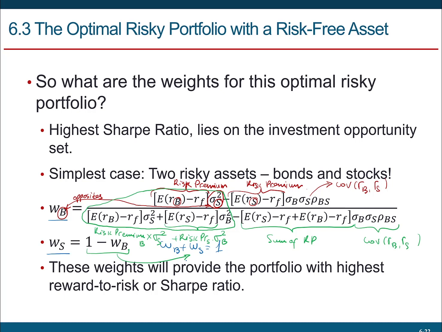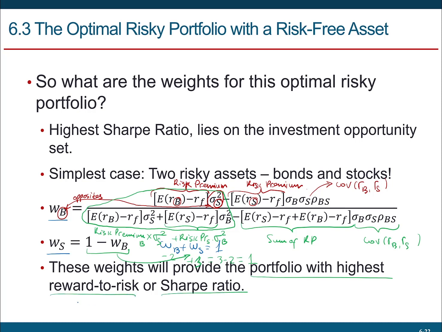Do they have to be positive again? They don't have to, right? One weight could be minus 2. The other one could be plus 3. So at the end, you would have 3 minus 2 equals 1. So that relation will still hold. You're short 200%, and invest 300% of your money into the other asset, right? And when you sum them up, the weights still equal 1. So these weights will provide a portfolio with the highest reward to risk or Sharpe ratio.